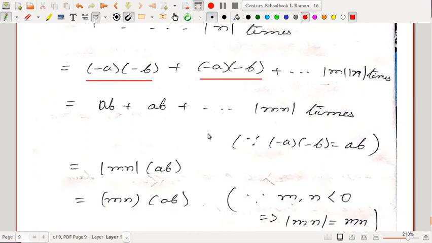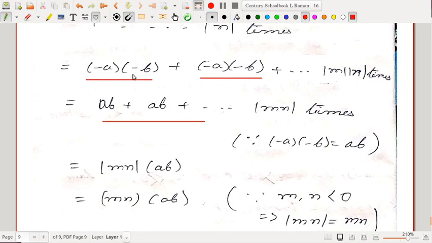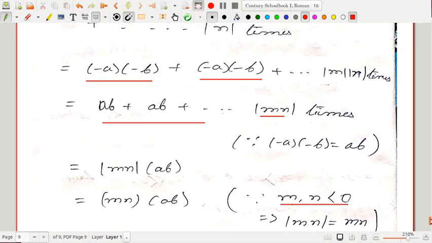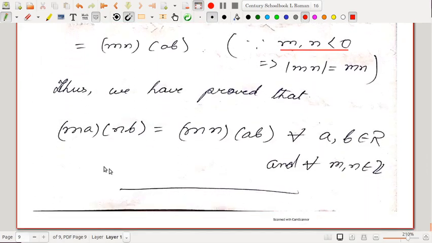So it's ultimately ab plus ab, because minus a into minus b is ab. We have already proved it in the earlier lecture, so you can have a look at the earlier video. So ab plus this added mod mn times. But m and n are both negative, so their product mn is positive, so mod of mn is the same as mn. So ultimately it's mn into ab. So we have considered all the cases and we have proved that ma multiplied with nb equals mn into ab for all a, b inside R and for all m, n belonging to Z.